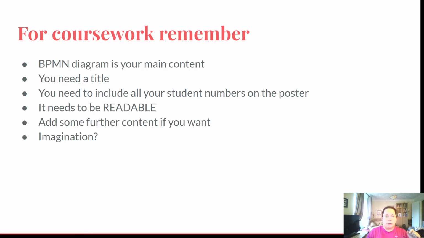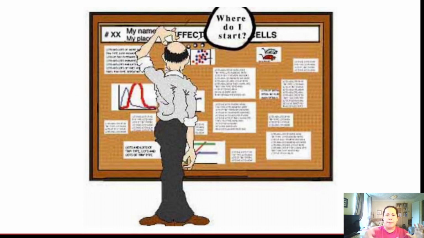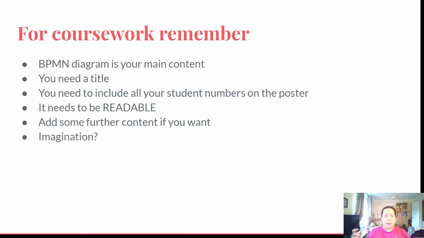Now, in a nutshell, for your coursework, the diagram is your main content. That means, in this poster, in the middle, the BPMN should be there. You also need a title. You have to include your student numbers. I cannot guesstimate who presented which poster. It needs to be readable. How are you gonna know that? A good rule of thumb is any font smaller than 28 does not belong to a poster. This is the smallest font you will use, 28.